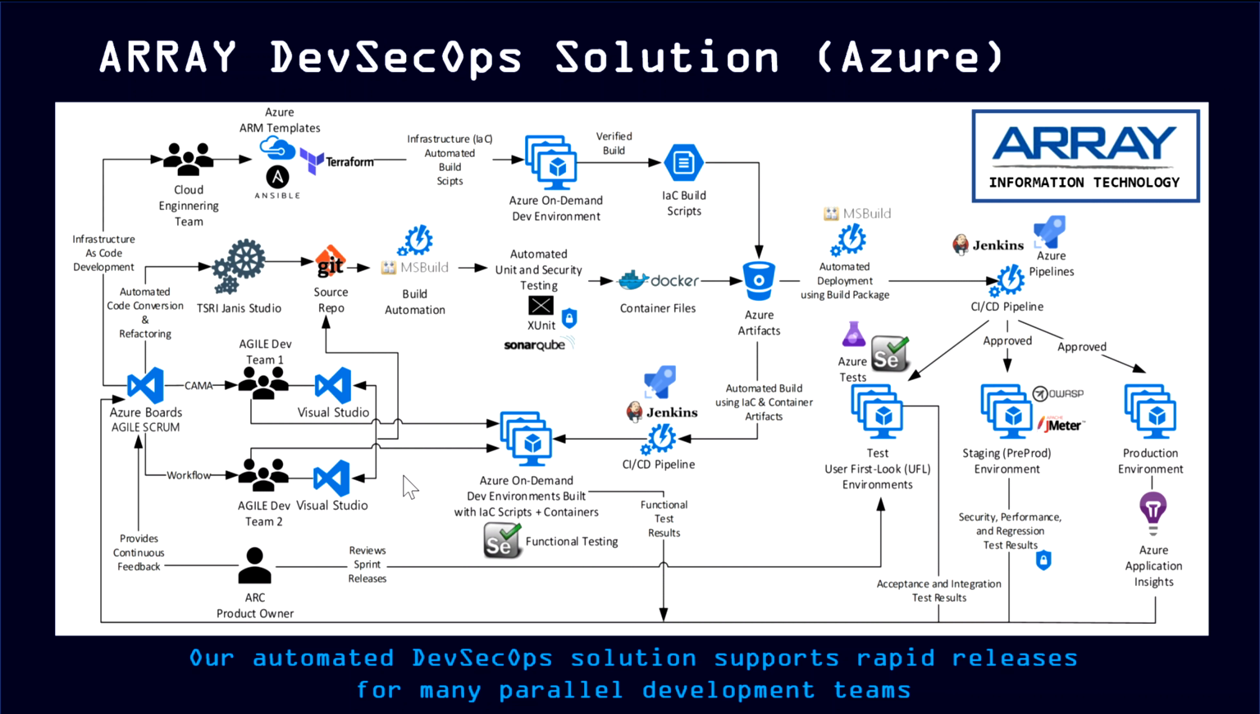Sure. So in each phase of the build process, you'll see in the middle here, we have automated unit and security testing via XUnit and SonarQube. So before the code modules can even be deployed out into our Azure Artifacts, they are running through those test automation scripts. And if there are any security vulnerabilities flagged, they go immediately back to the development team to be fixed before they can move through the pipeline.